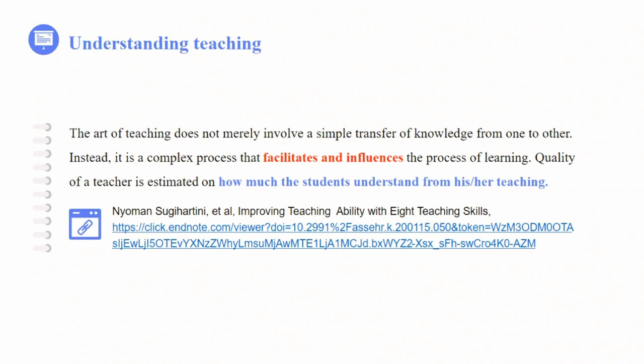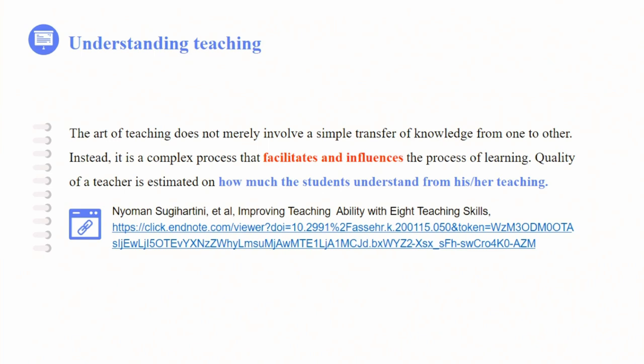The heart of teaching does not merely involve a simple transfer of knowledge from one to another. Instead, it's a complex process that facilitates and influences the process of learning. The quality of a teacher is estimated on how much the students understand from his or her teaching.